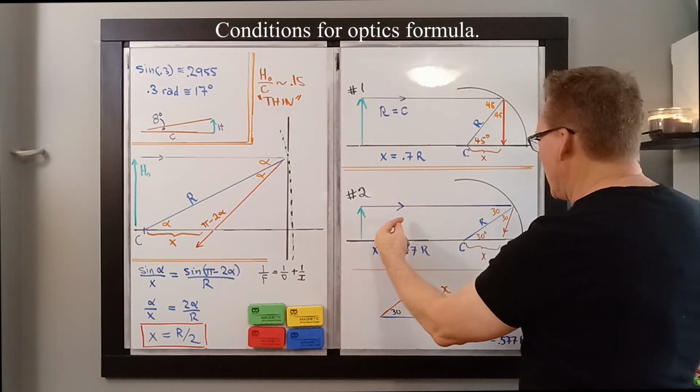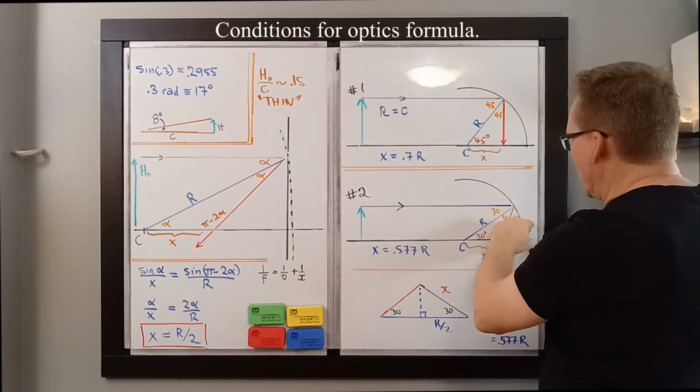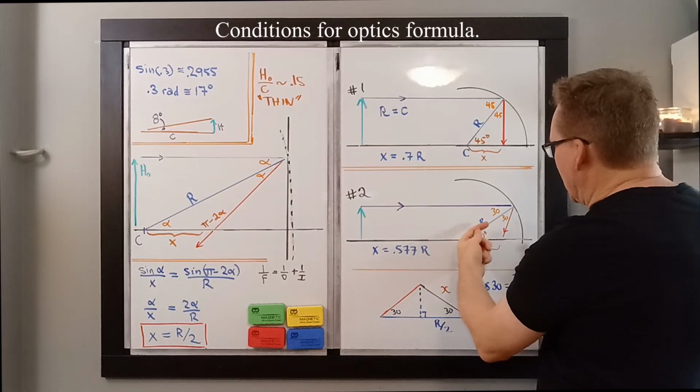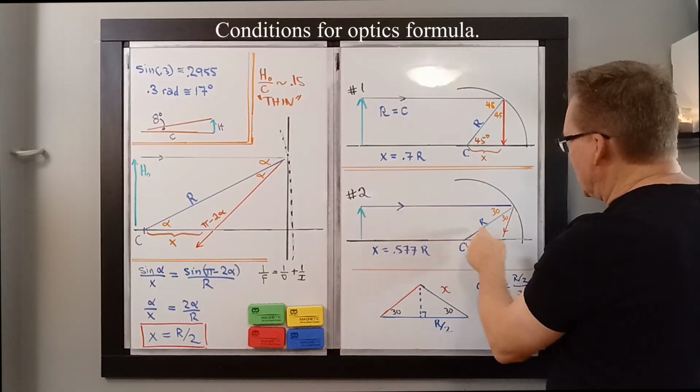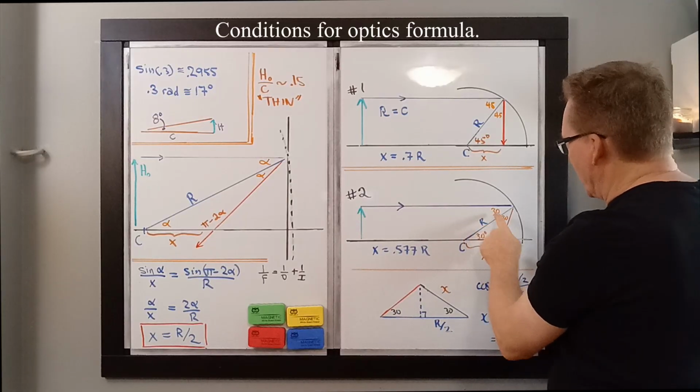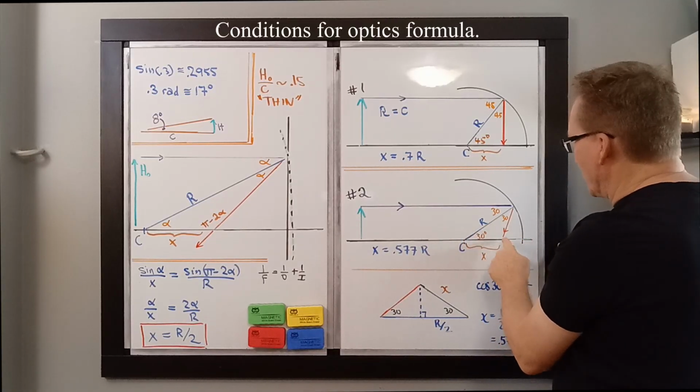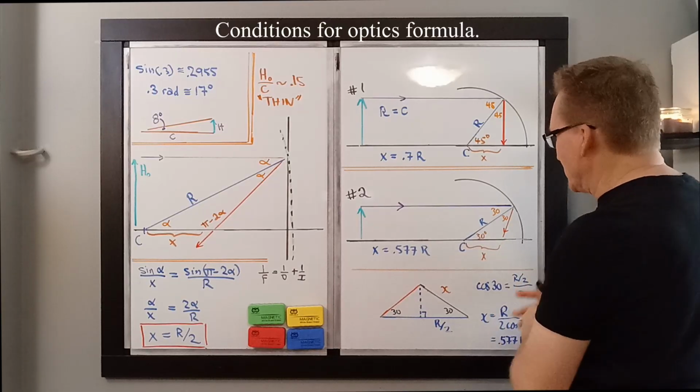I'm going to shrink this image so it hits this mirror, still a very curved mirror, at 30 degrees up from the center of curvature. This one's 45, this one's 30. Now if it hits here at 30, this angle is also 30, and the angle of reflection is also 30, and it's going to hit here. We want to know this distance x.